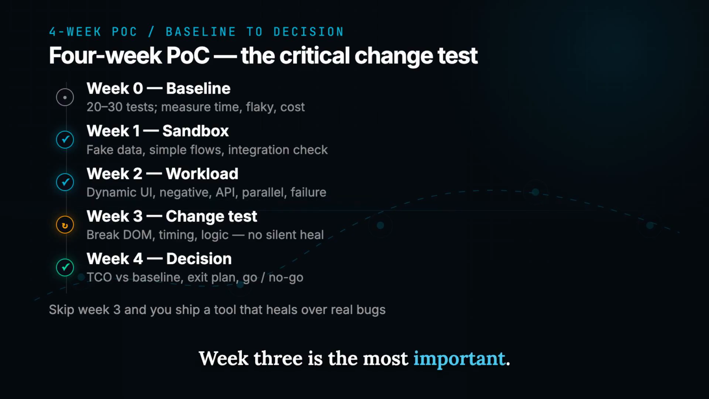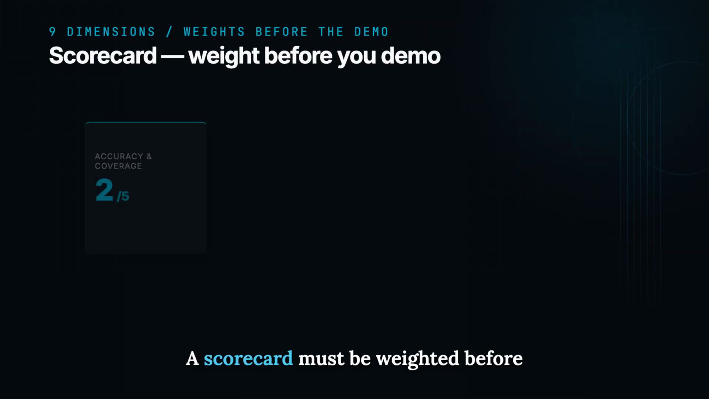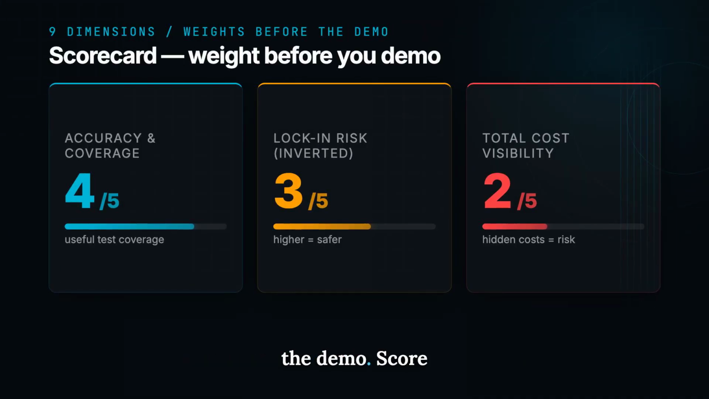Week 3 is the most important. Intentionally change the DOM, labels, timing, data, and business behavior. Measure whether the tool detects the change correctly or silently heals over a real bug. Week 4 is the decision. Compare against the baseline to compute total cost of ownership, confirm the exit plan is feasible, and issue a go or no-go recommendation.